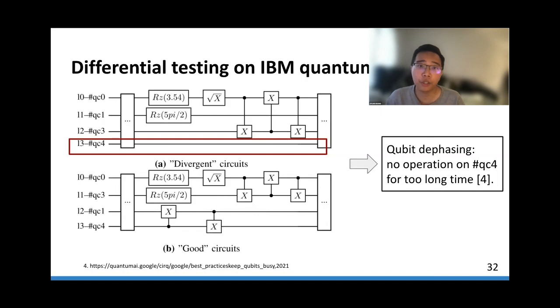2 circuits are generated from different QuCS compiler optimization options, and the divergent circuit has no operations on qubit 4 for too long a time, 18 moments in total. And thus, decoherence might happen and make the measurement result of qubit 4 unreliable. We need to keep qubits busy to make sure the qubit doesn't lose its state. QDiff detects that there is a significant difference between the result distribution of the divergent circuit and its equivalent circuit, and thus reports the divergence.